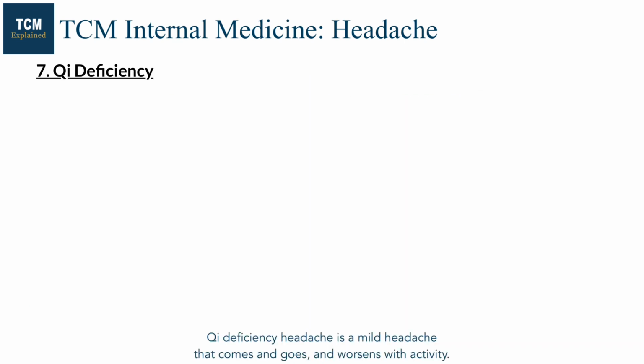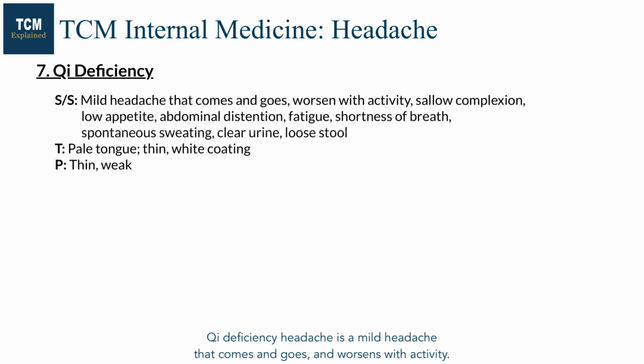Qi deficiency headache is a mild headache that comes and goes and worsens with activity. Other signs and symptoms are sallow complexion, low appetite, abdominal distension, fatigue, shortness of breath, spontaneous sweating, clear urine, and loose stool. Tongue is pale and the coating is white. Pulse is thin and weak.